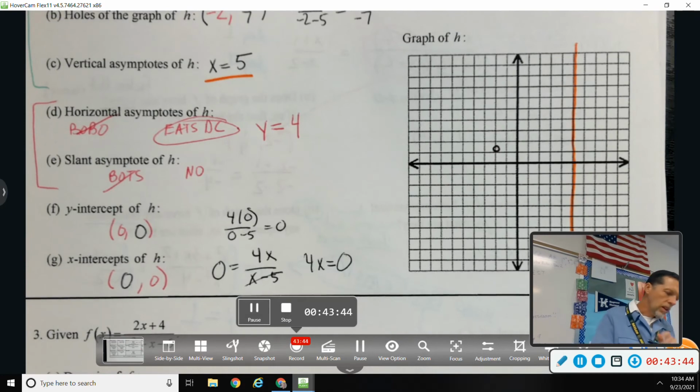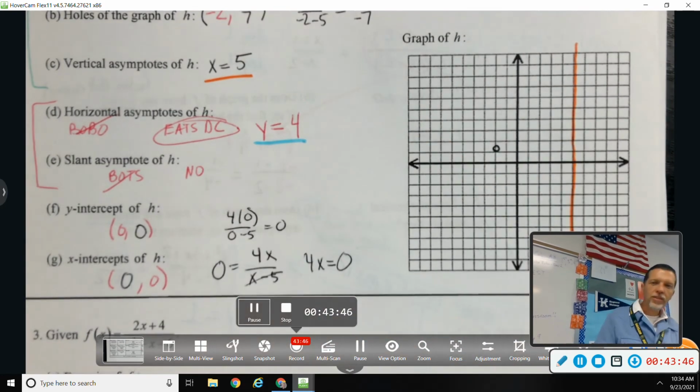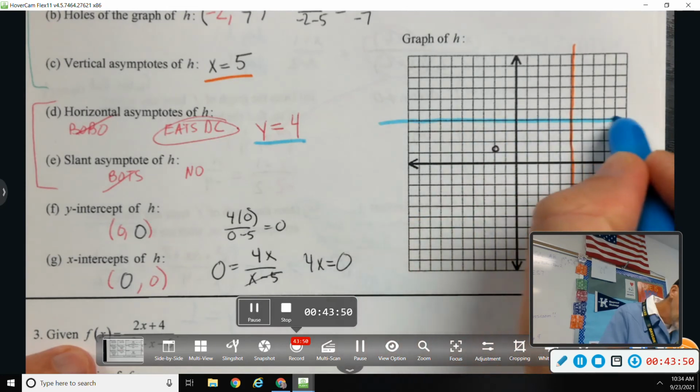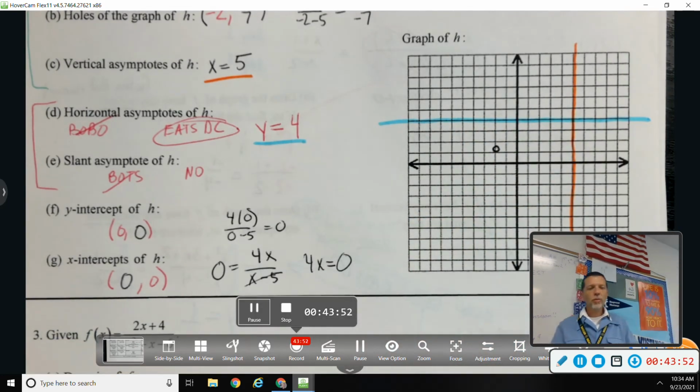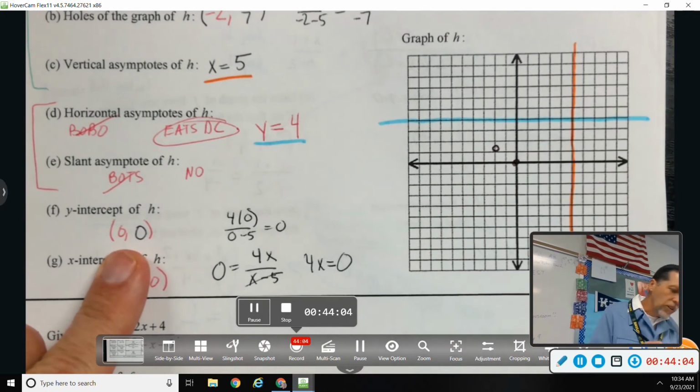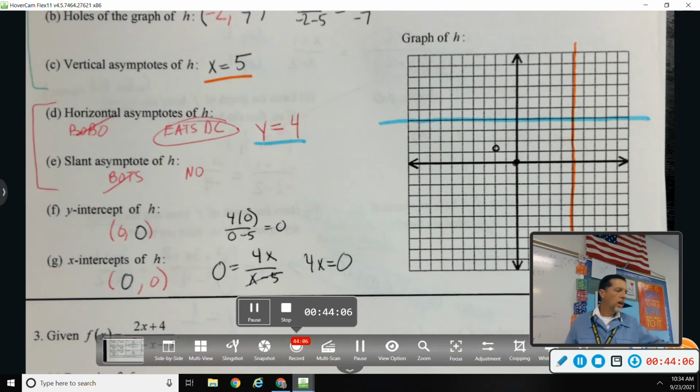Horizontal asymptote at y equals 4. The trouble with highlighters, of course, is if you make a mistake, you can't undo it. So that would be the danger. And a y-intercept of (0, 0) and an x-intercept of (0, 0). All right, I feel pretty good about the left-hand side.